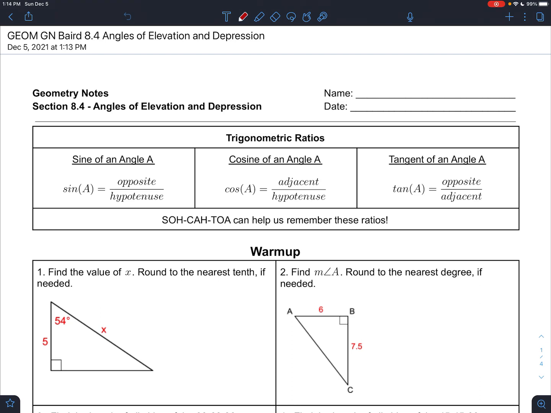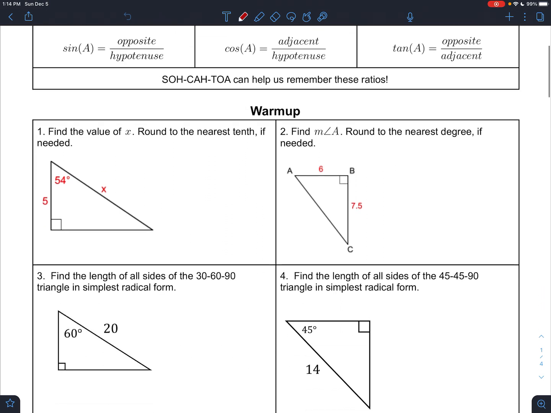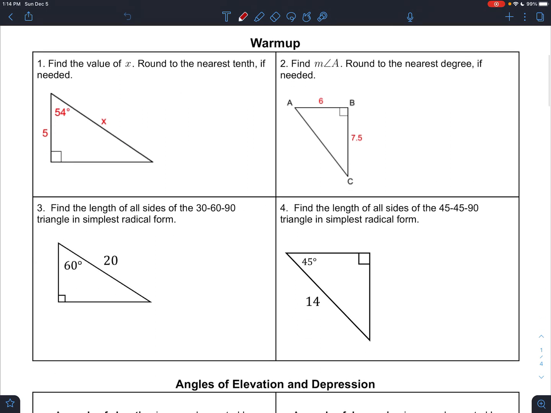Okay, let's begin by doing some review over what we've learned so far about sine, cosine, tangent, and also special right triangles. So take a moment, maybe 5, 6 minutes to do these warm-up problems. Okay? All right, so let me go ahead and walk you through those now.